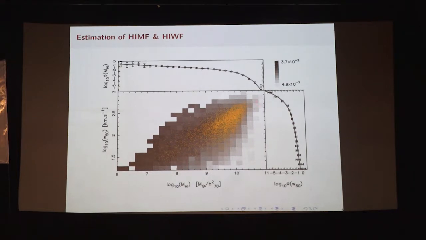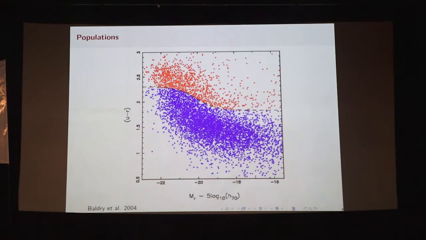Now, if you integrate this two-dimensional distribution over W50, you will get the H1 mass function, which is in the upper panel. And if you integrate over MH1, you will get the H1 width function, which is in the right panel. So now we can estimate the H1 mass function and H1 width function, and now we want to get the distribution for the populations of galaxies. But for that, first we need to define our population, and that we will do using the color magnitude definition.